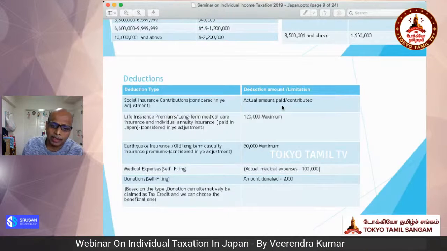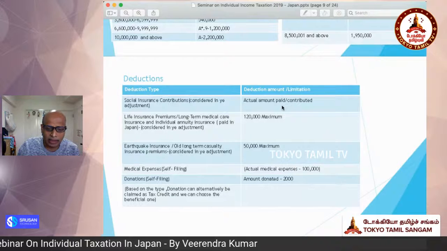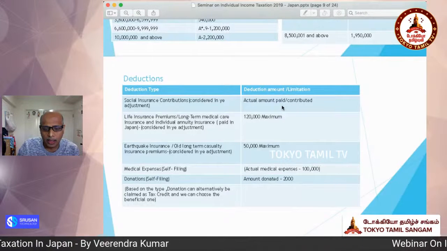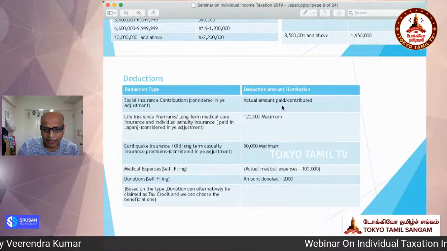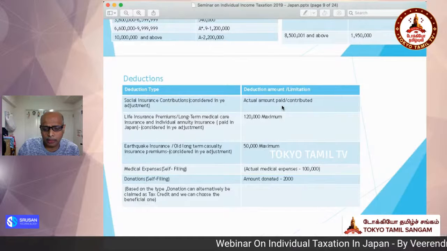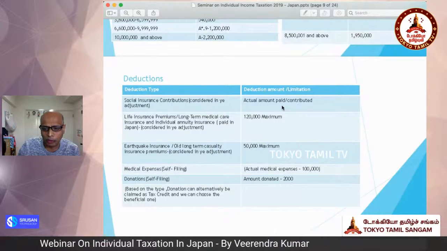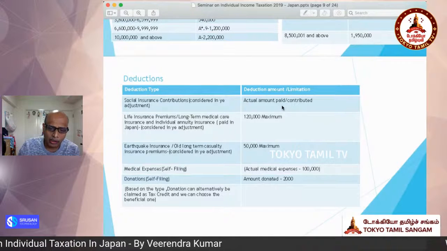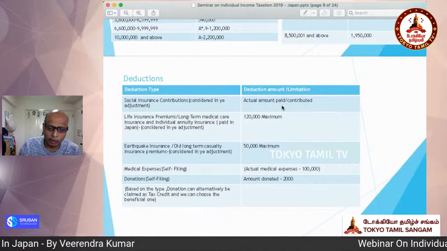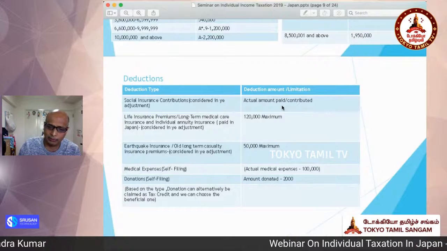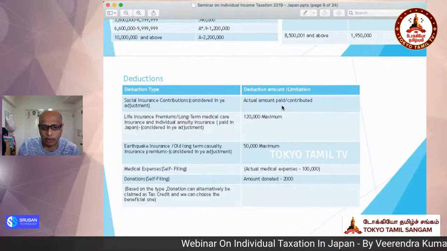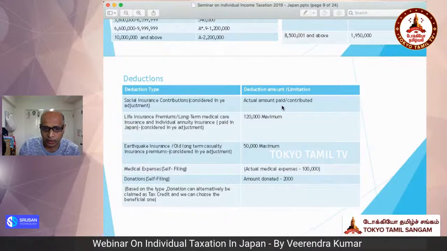And medical expenses, if you have incurred any medical expenses in the year exceeding 1 lakh, the amount incurred in excess of 1 lakh, that also will qualify for deduction. However, for this, you need to do the filing by yourself with the tax office. The company will not be able to help you in the year-end adjustment process.